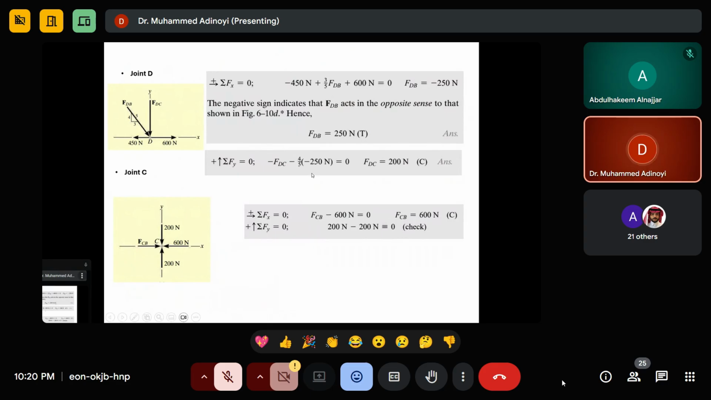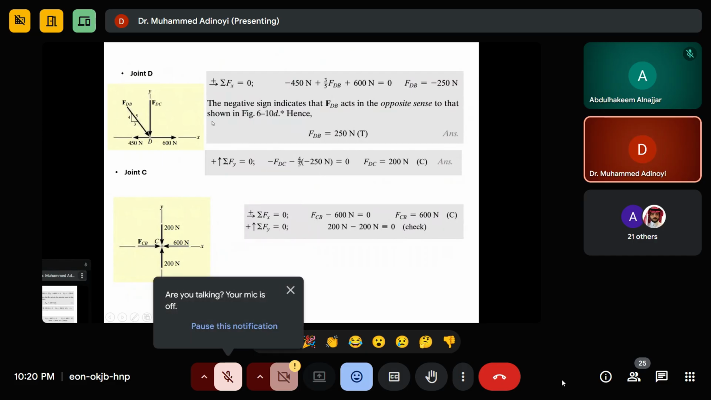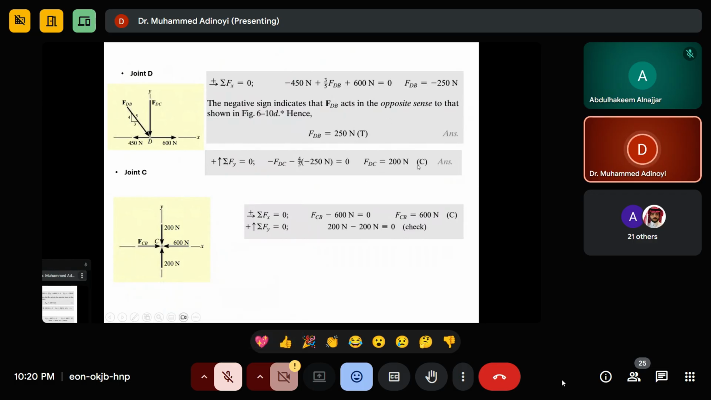Then F of Y. If we are still going to maintain this, then you have to allow this. So you use it to solve this. That is why for FDB, they still maintain minus here. Your answer is going to be 200 Newton compression. If we have changed this sign, if we bring this one as 250 here, this guy becomes minus. Then we have to assume it to be the other way.